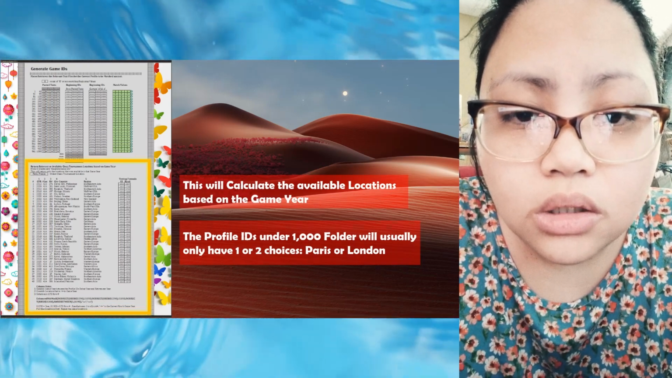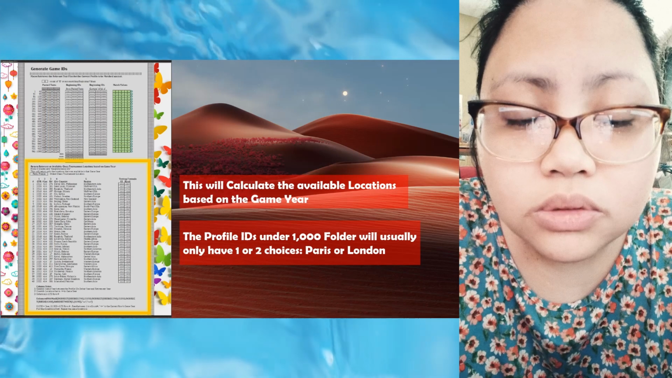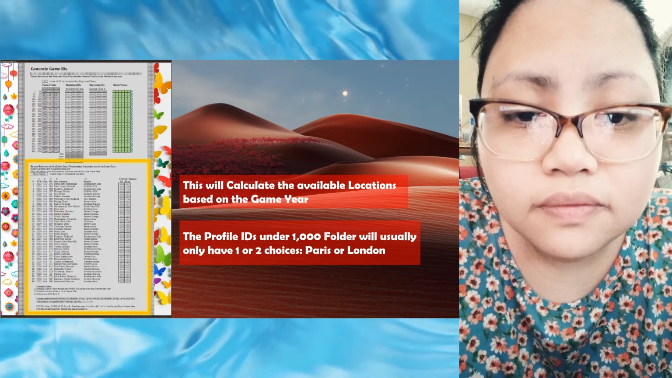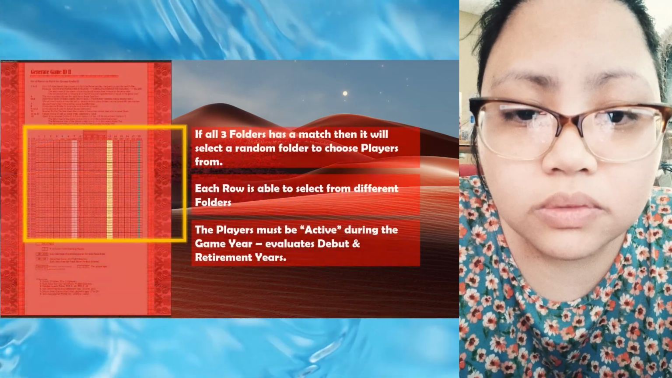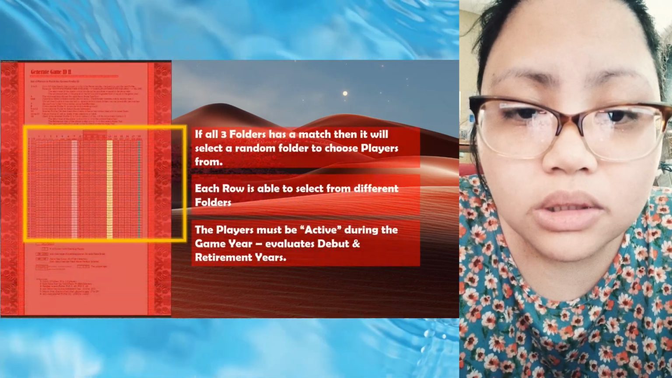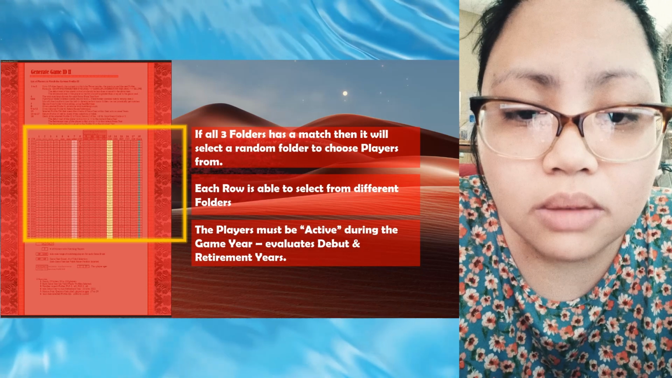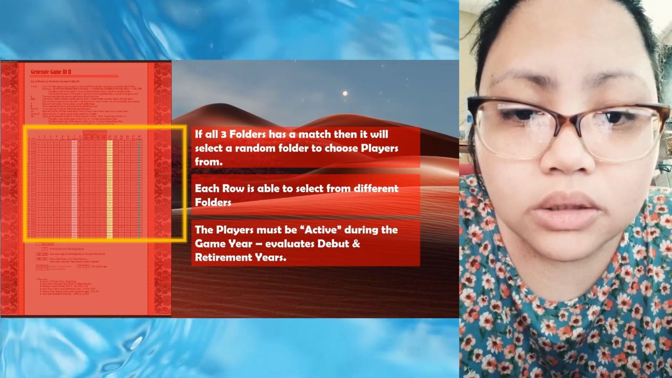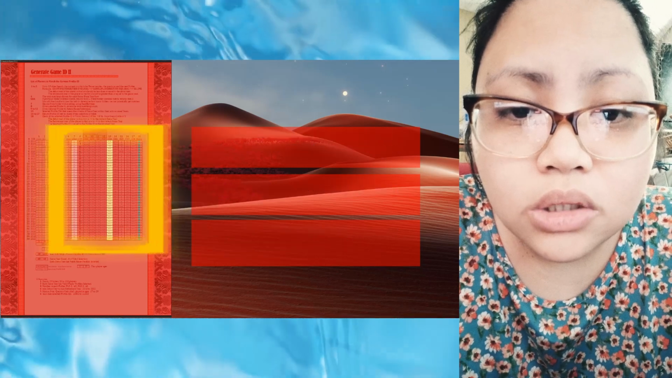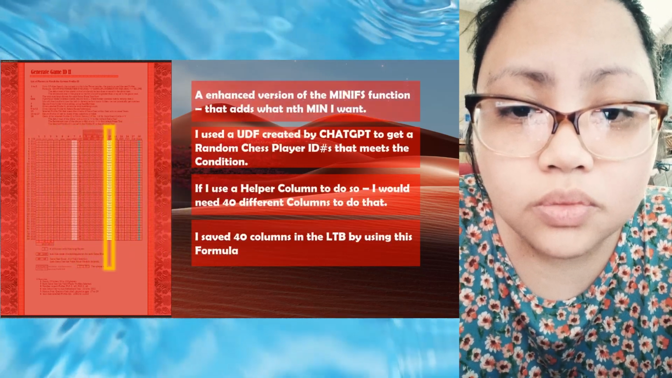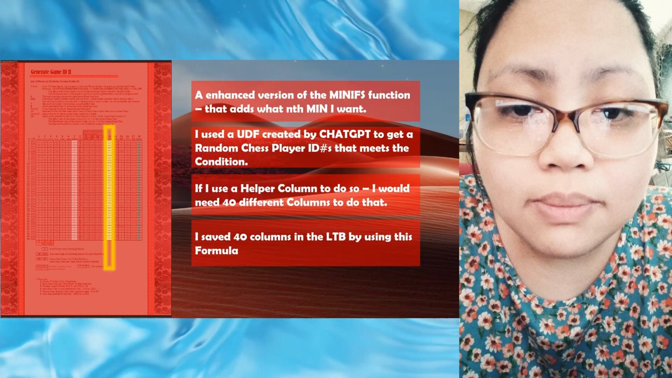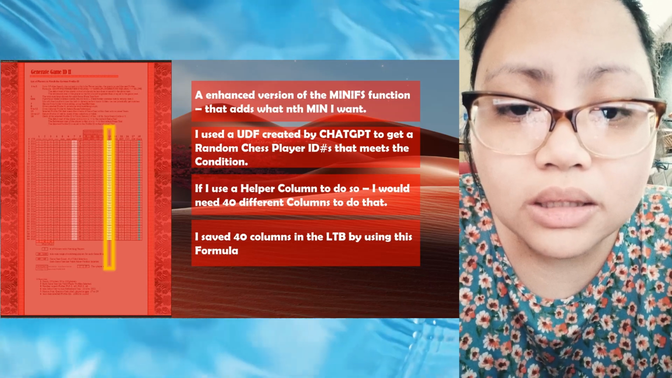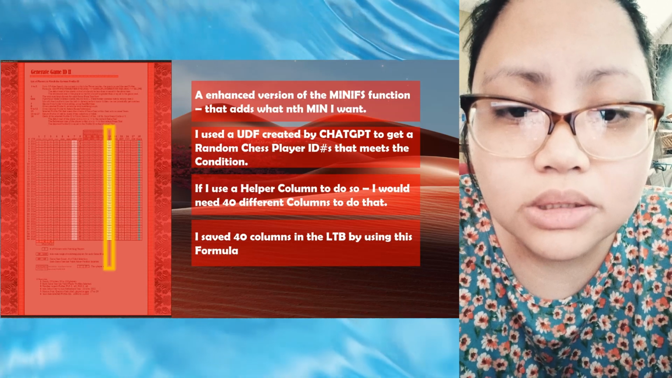And so there is logic to this random selection of players. Number one, it must be active. And so that means that we evaluate the debut year and the retirement year. And also the game years would be the game years of that player, because we want to create a game ID for when they're active. So also the player's debut year and retirement year.